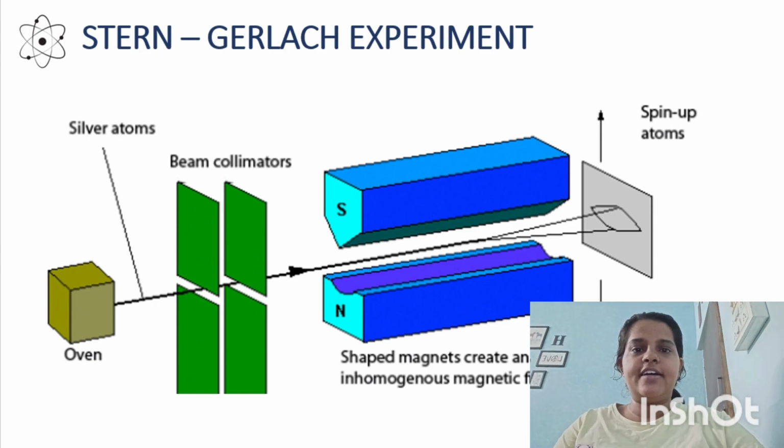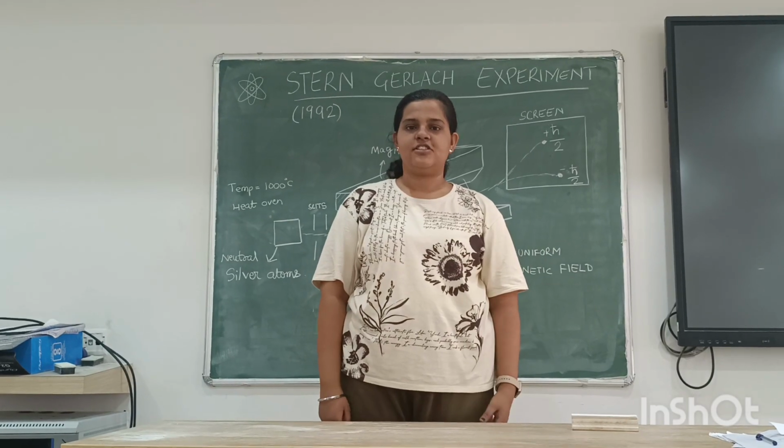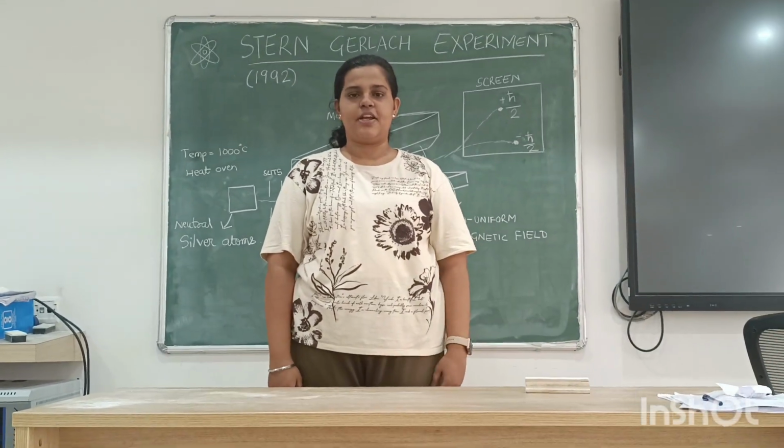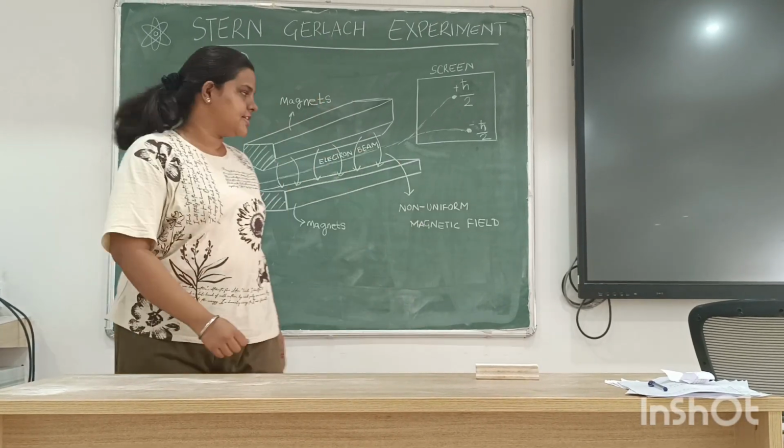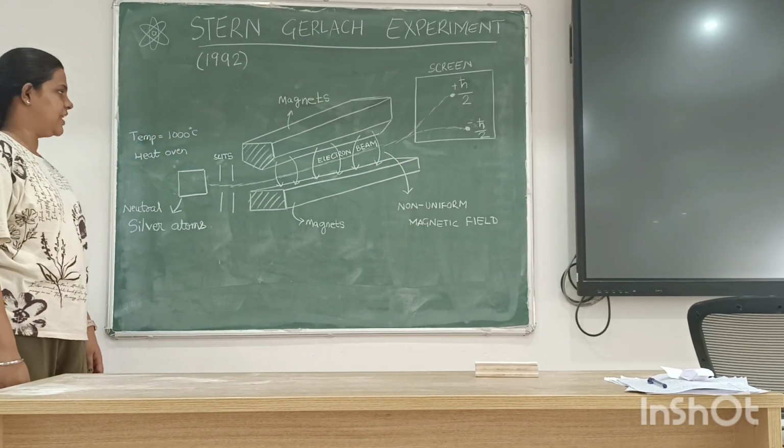Now let's take a look at the actual working of this experiment. Today we'll be learning about the Stern-Gerlach experiment. It was introduced by two physicists in 1922, Stern and Gerlach. So this is the setup for the Stern-Gerlach experiment.